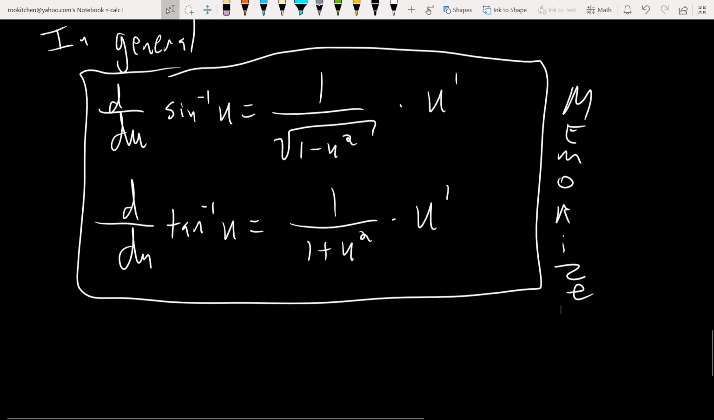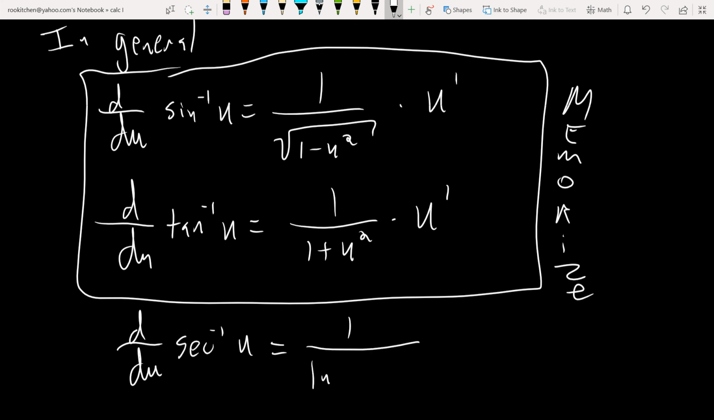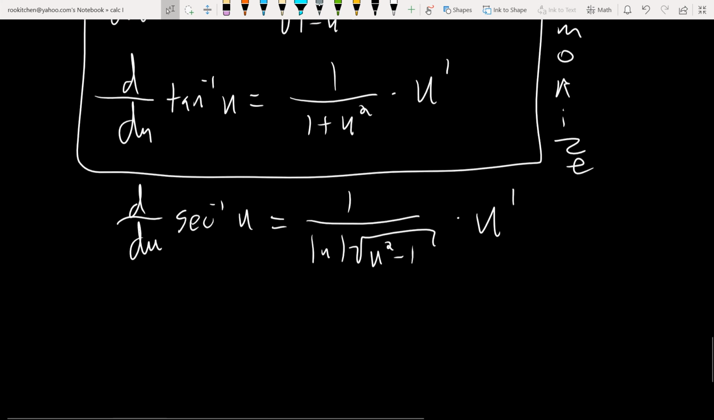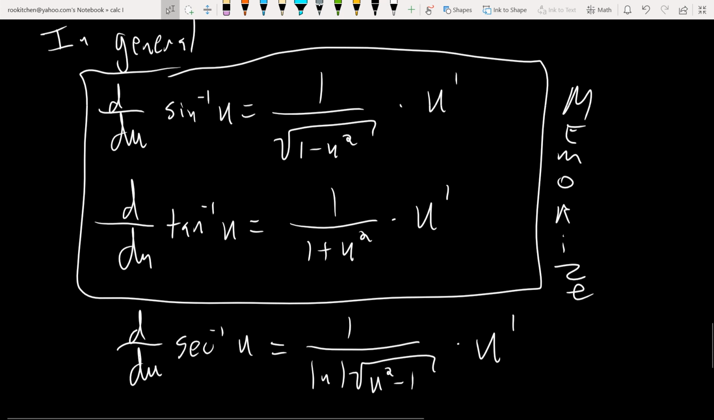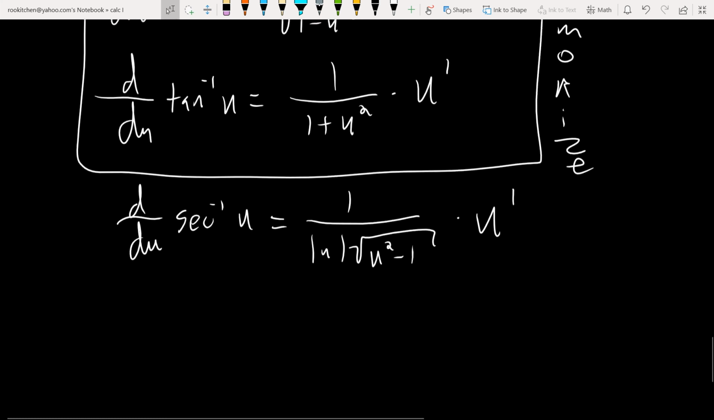The third one, the derivative with respect to u of secant inverse of u, is equal to 1 all over the absolute value of u times the square root of u squared minus 1, times u prime. And if you're curious, the other derivatives are just the negatives of these. So the derivative of cosine inverse is just negative 1 all over the square root of 1 minus u squared times u prime. So if you have these two memorized, the other two are pretty easy to remember. The secant inverse is always harder, so I don't bother making you memorize that one.